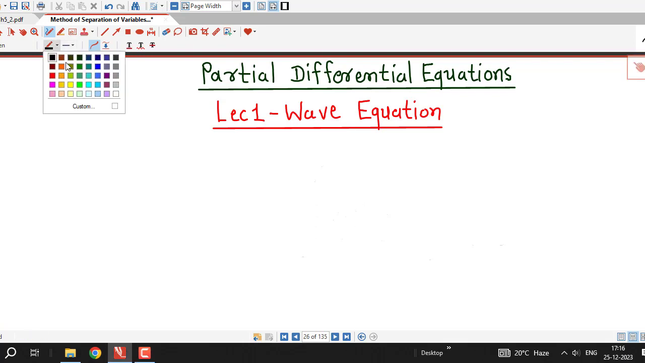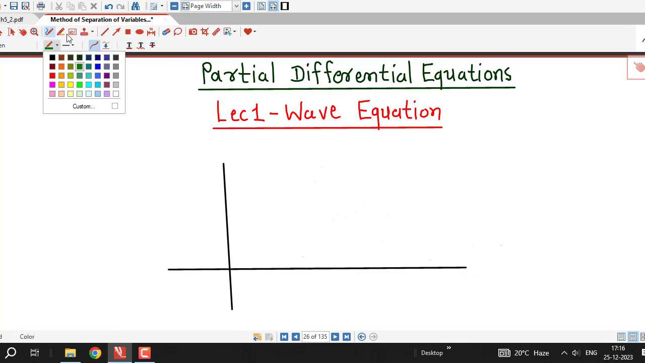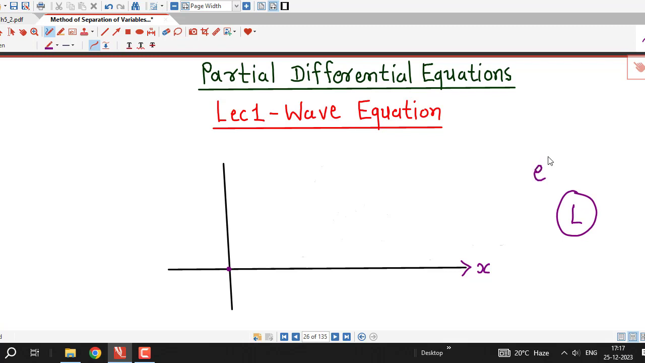So, we are not going into the details of the physics. We will just take an outlook about the wave equation, that how the model of wave equation is working. Suppose I am having some string which I am taking along the x-axis. And suppose the length of the string, which we assume to be elastic, is say capital L, and we have fixed that elastic string at these two points, at x equal to 0 and at x equal to L.